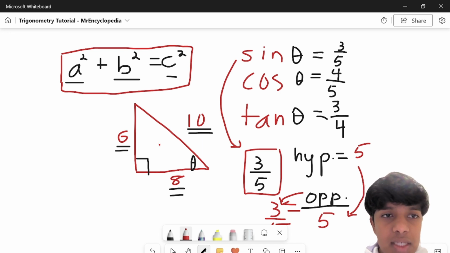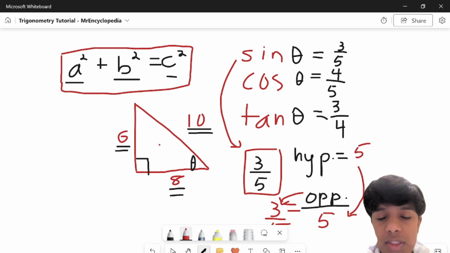So 6 should be A, or 8 could be A, but let's say 6 is A, which is one of the legs. As long as it's a leg, it's going to be either A or B. So 6 is A, so 6 squared is 36. 8 can be B, so 8 squared is 64. So now we have 36 plus 64, which equals 100.